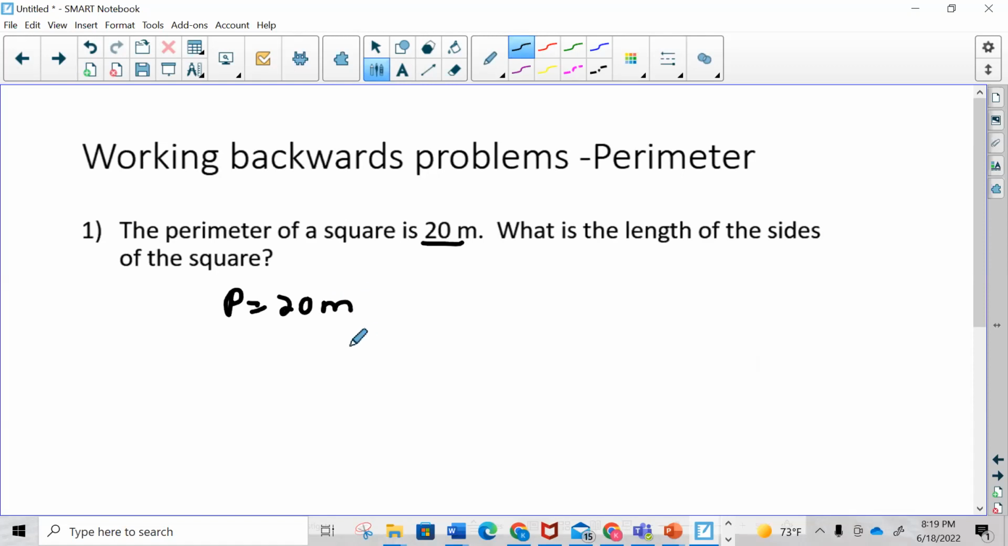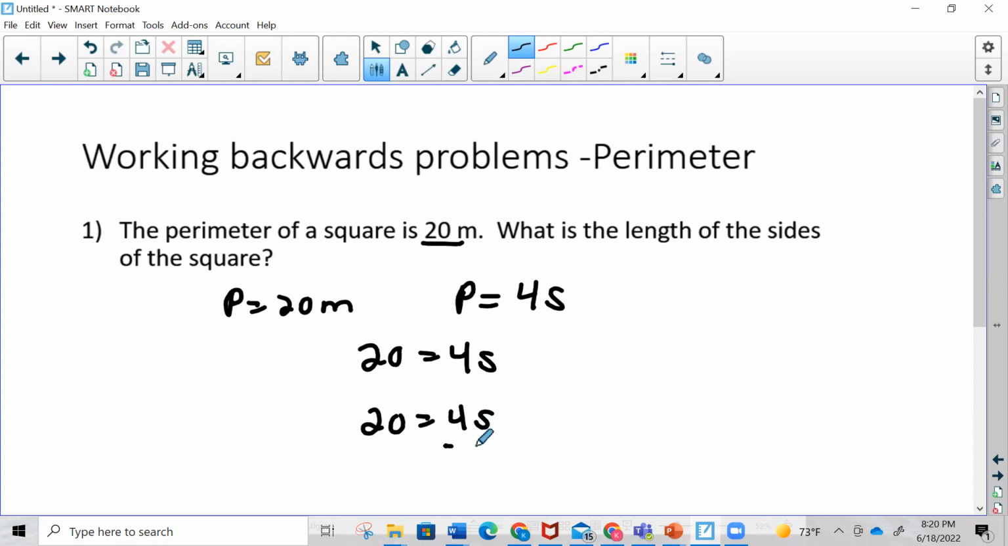Whenever you're working backwards, you want to first write the formula that we're looking for. So the perimeter is equal to 4s, where s represents my side length. Then you want to replace the perimeter with what it's equal to, which is 20. You don't need to put the units because sometimes that confuses students. So 20 equals 4s, and then we solve for s. Because we're doing 4 times s, we do the inverse operation and divide both sides by 4, and s is equal to 5 meters. The perimeter and the side length always have the same units.